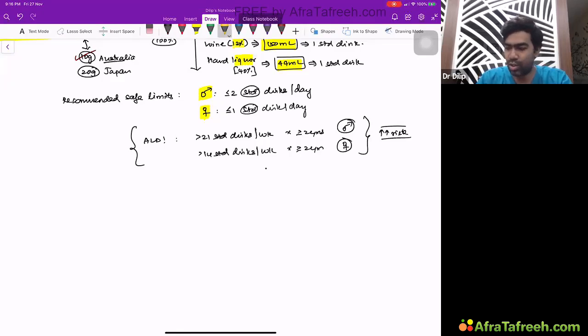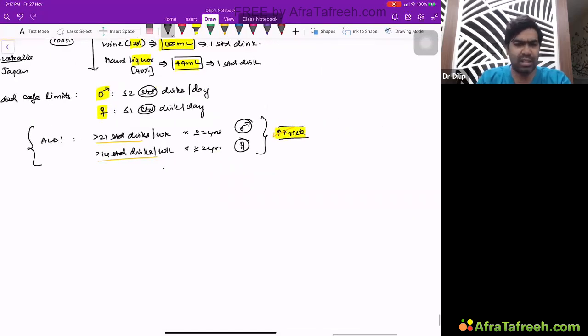But in general, to consider that the patient is at risk of getting alcoholic liver disease, this is the definition. If you're taking more than 21 standard drinks per week for at least 2 years if you're a male, or more than 14 standard drinks per week for at least 2 years if you're a female, there's a substantial risk of developing alcoholic liver disease in this circumstance.